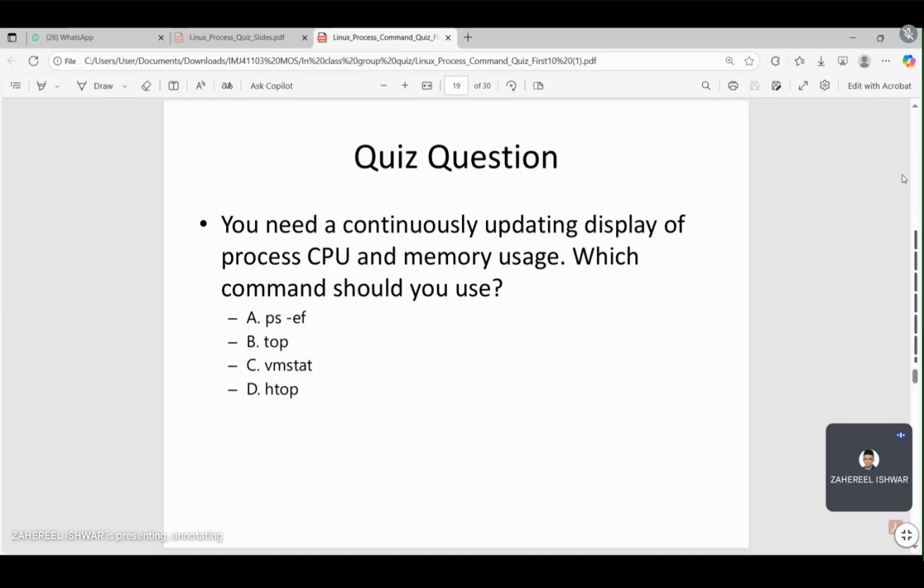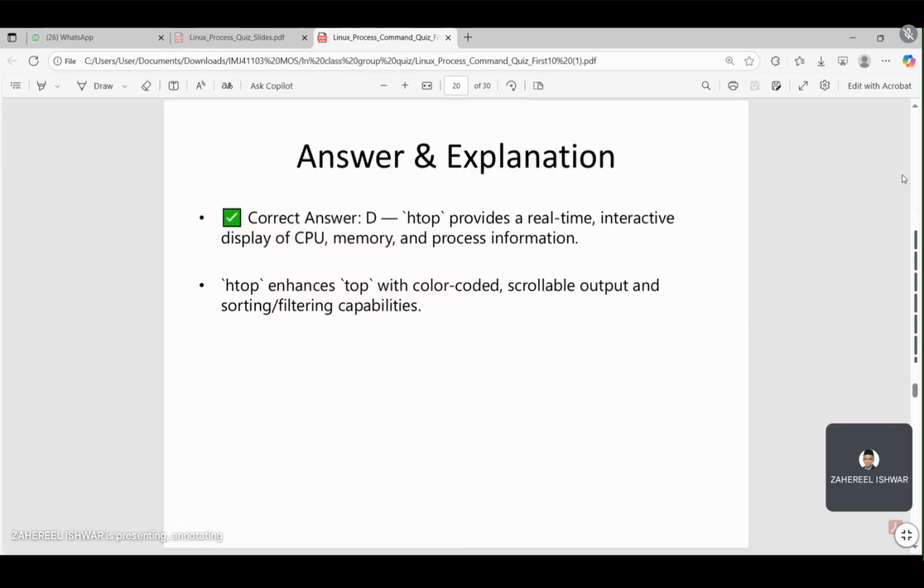Okay, quick question, some more. You need a continuously updating display of a process's CPU and memory usage. Which one should you use? Well, PS is static, top is dynamic, vmstat, well, is that dynamic or static? What about HTOP? HTOP and top are both dynamic. The answer is D. Well, top will also work, either D or B.